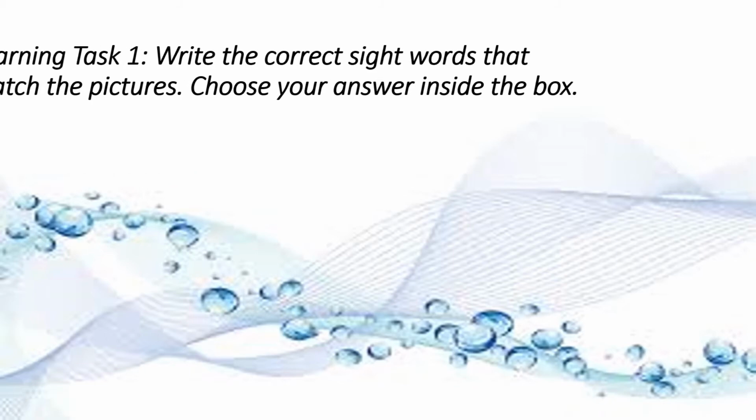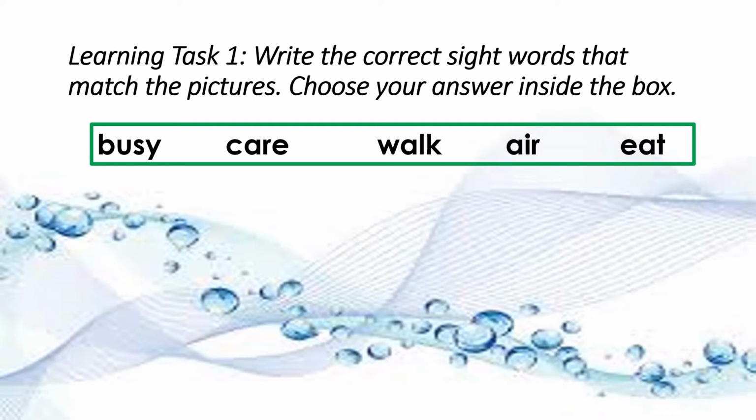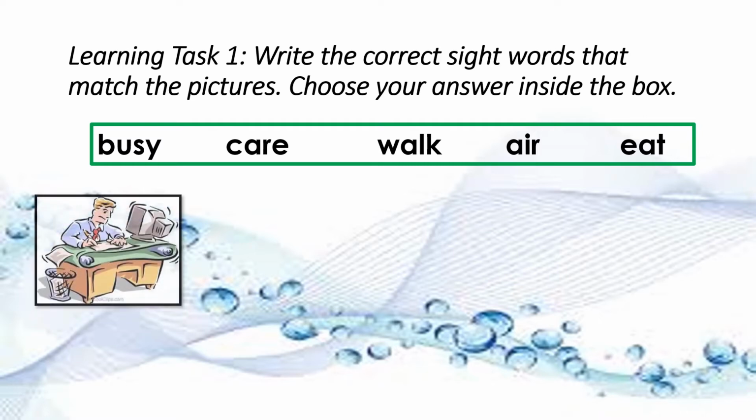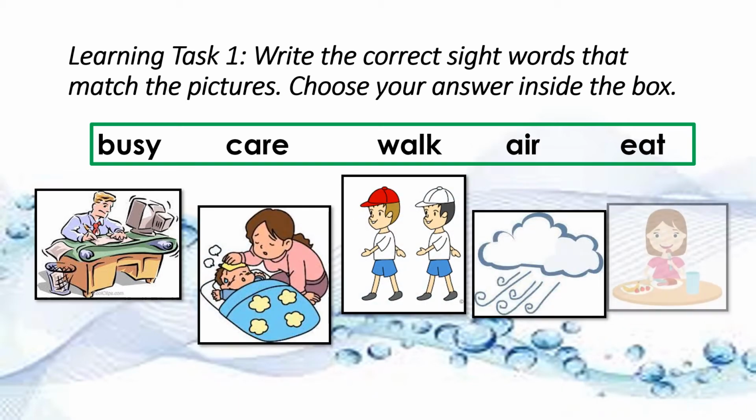Okay, to better understand our lesson, let's have task 1. You're going to write the correct sight words that match the pictures. Choose your answer inside here. Busy, care, walk, air, eat. And these are the pictures.